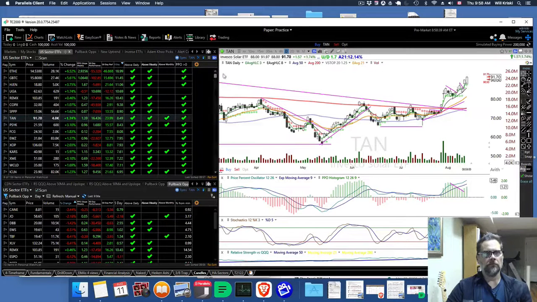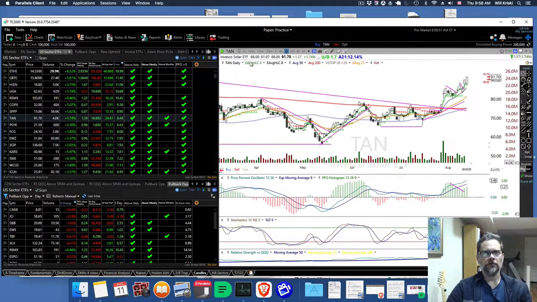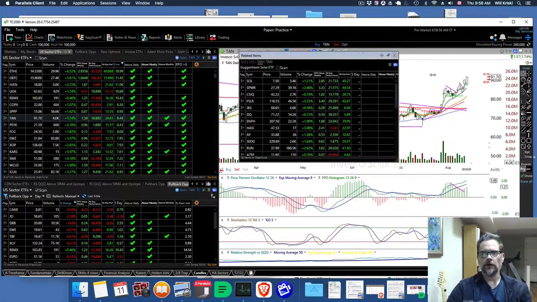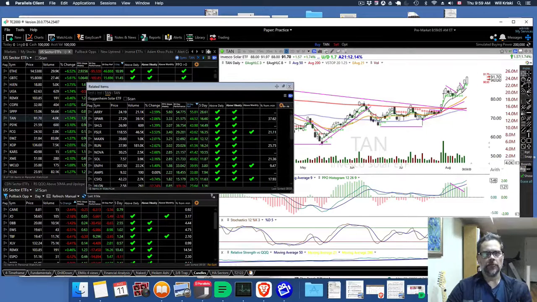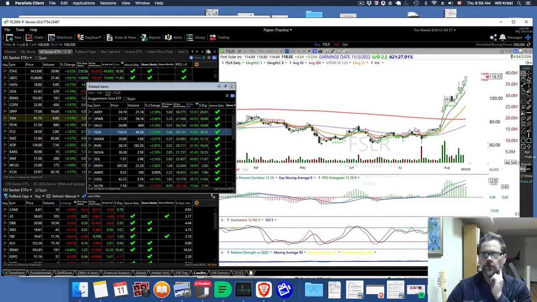And then you can say save it, and then it says save as default for your watch list, so it'll pop up automatically. So when I click on this, now I get the list that I want, the columns that I want. And so I can sort all the solar stocks by 5-day, 30-day gain or whatever. Or you could have other criteria and pick some of the strong ones if you want. SunPower, First Solar, these are all going crazy.